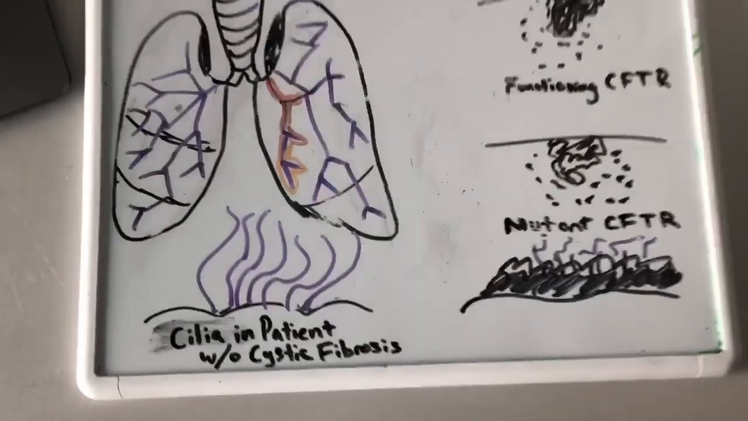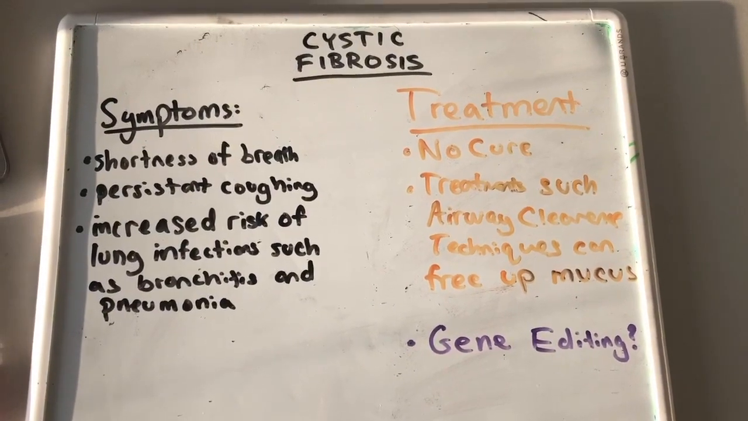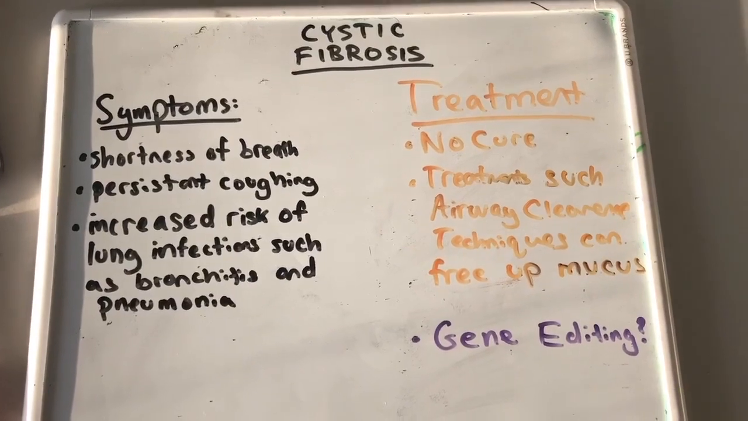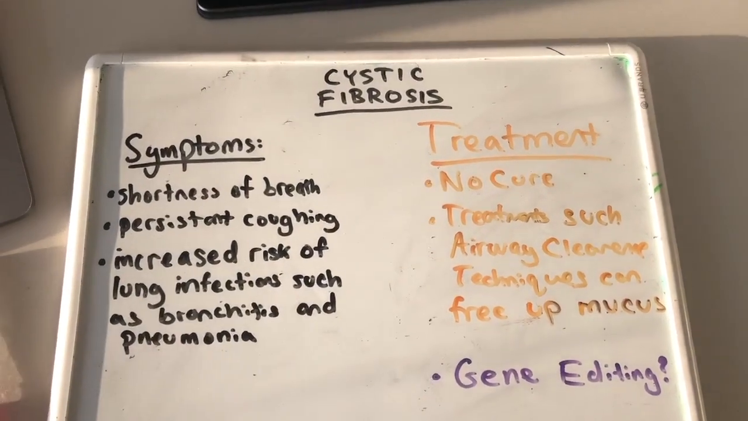This has severe ramifications. Additional blockage of mucus can lead to a variety of symptoms such as shortness of breath, persistent coughing, and an increased risk of lung infections such as bronchitis and pneumonia. There's no current cure, however, treatments such as airway clearance techniques can free up mucus.